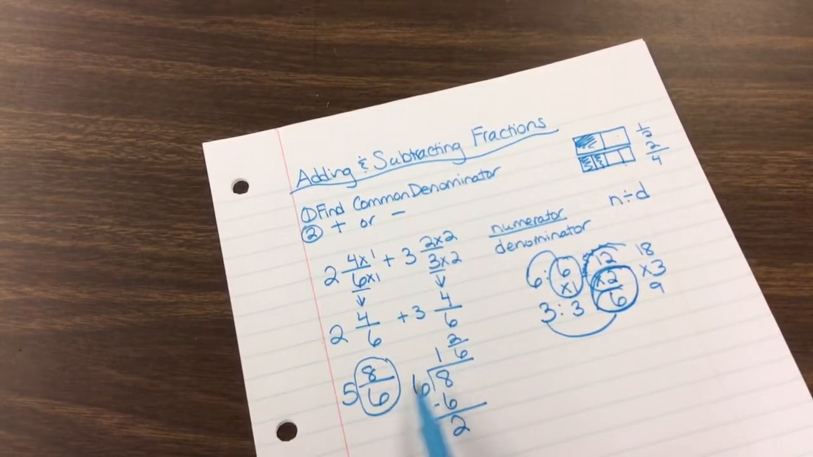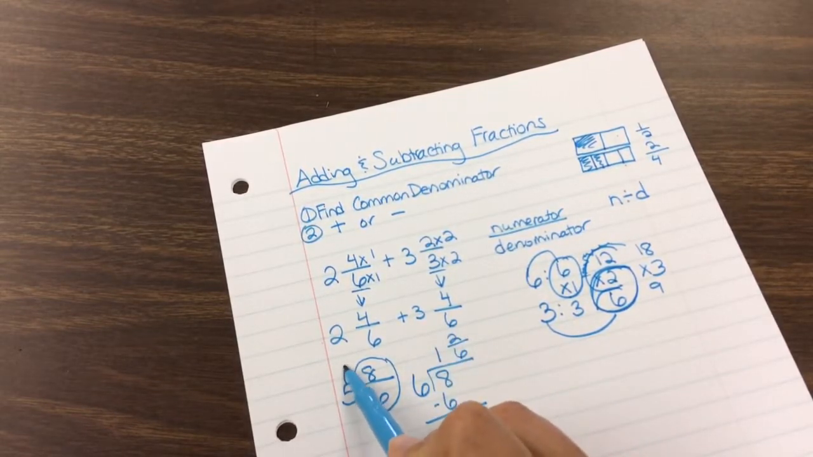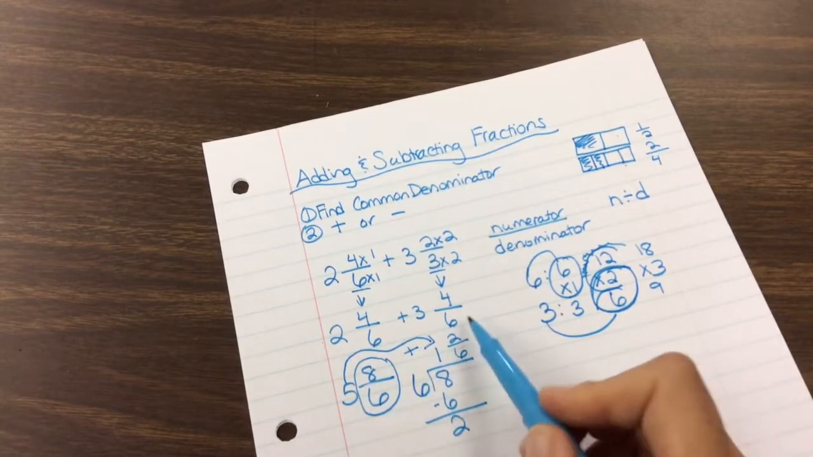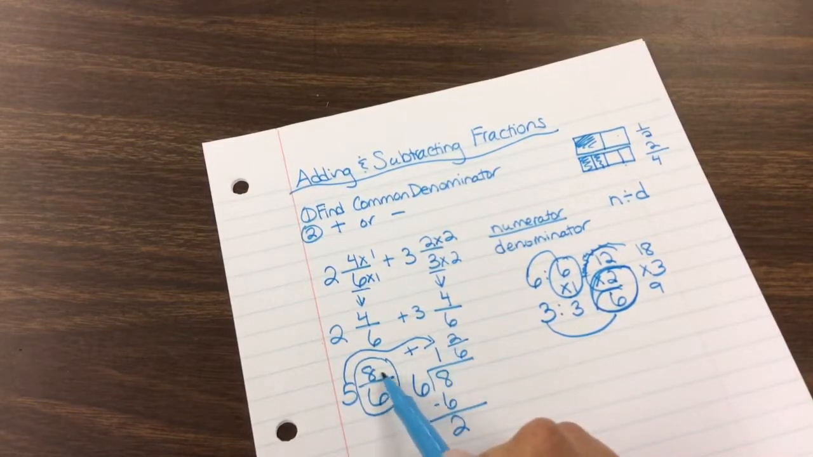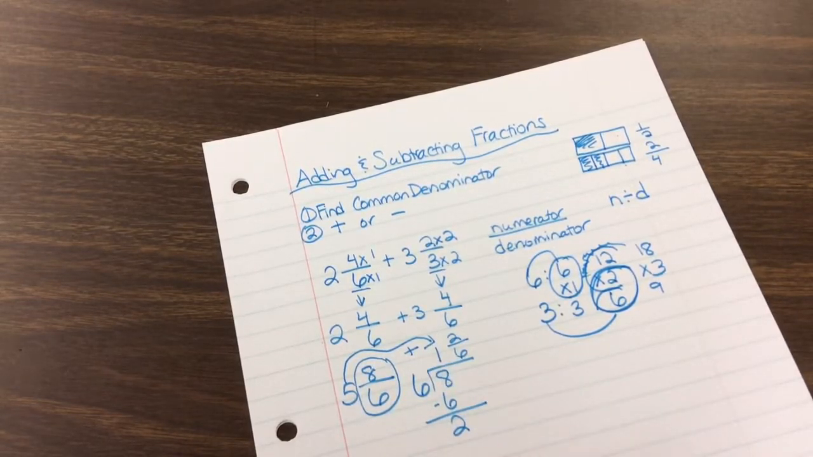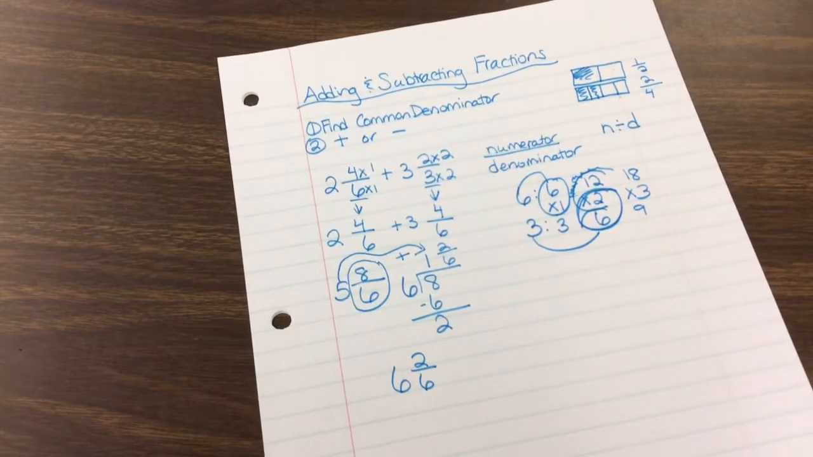The biggest mistake here that my 5th graders make is they say this is their answer, but it's not. We still have this whole number that needs to be added. This here is just an equivalent fraction for this. We still have 5 to add to this whole number. So my answer is actually 6 and 2/6.